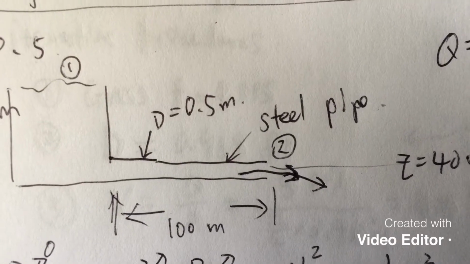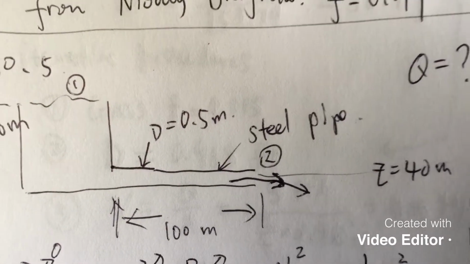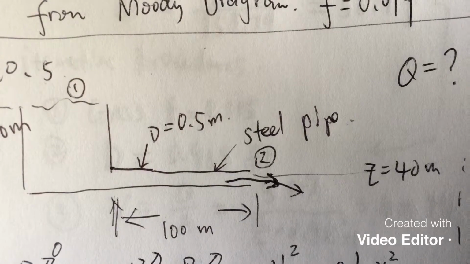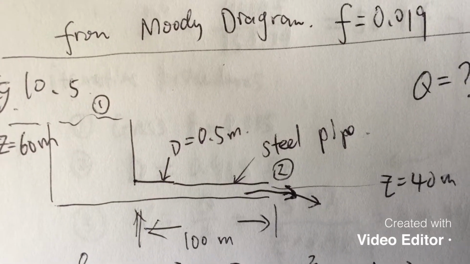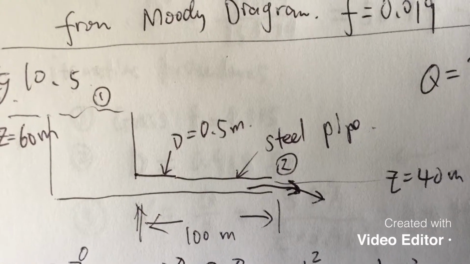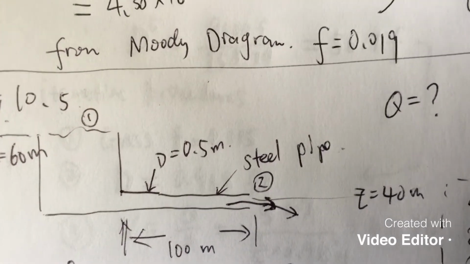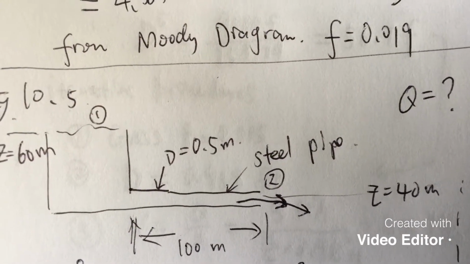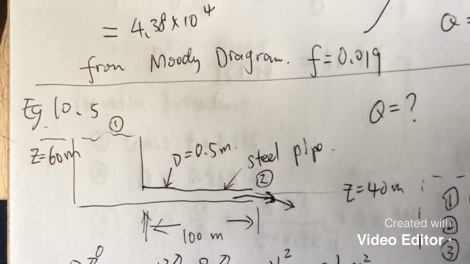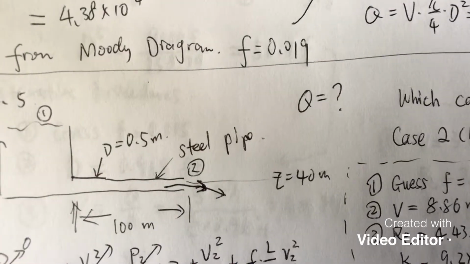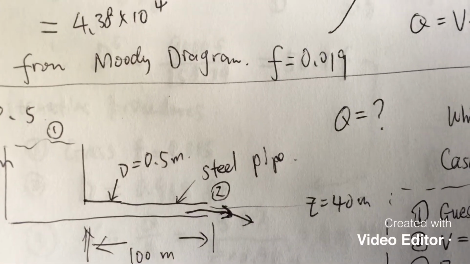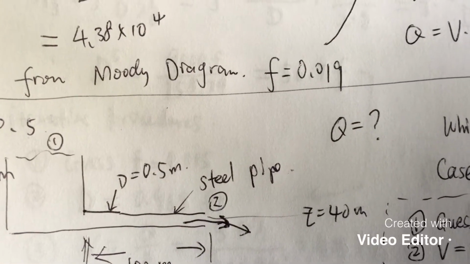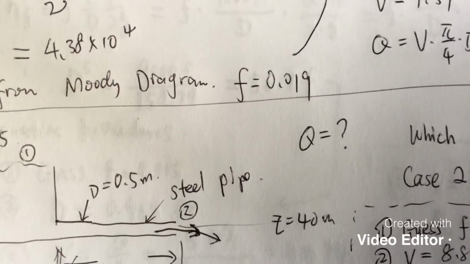The material for the pipe is steel. At the outlet, the elevation is 40 meters. So you have a 20 meter elevation drop, right? For this problem, what is the Q, the flow rate in the pipe? This is also a very practical problem, to calculate the flow rate from the reservoir with a pipe at the outlet.